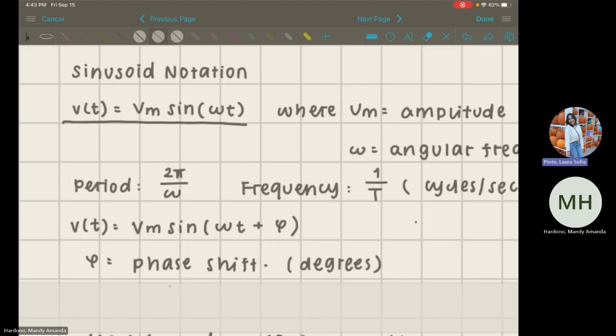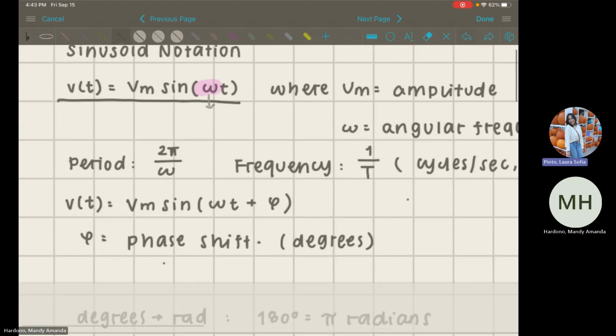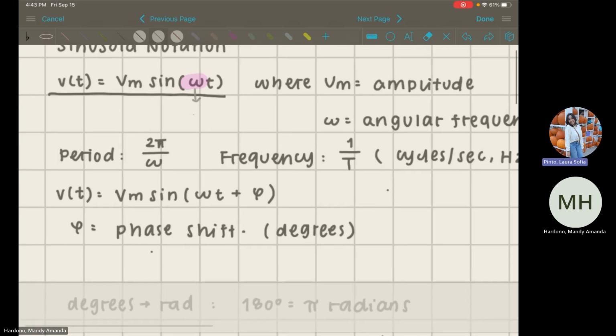And then for the next part of our sinusoidal wave, it's going to be the angular frequency, omega, which is 2 pi times f, the frequency in cycles per second, or hertz. Okay, and then t is for the time.